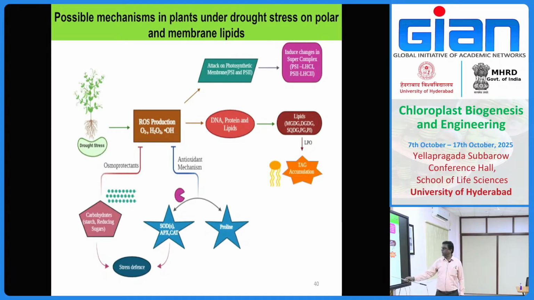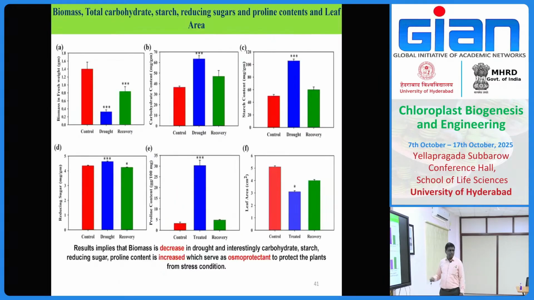Stress defense mechanisms, SOD, APX, which I showed in the first chapter. First, the osmolyte proline, they will all be involved. They increase during the stress condition to protect all the plants or animals. The mechanism is the same in the animal system also.